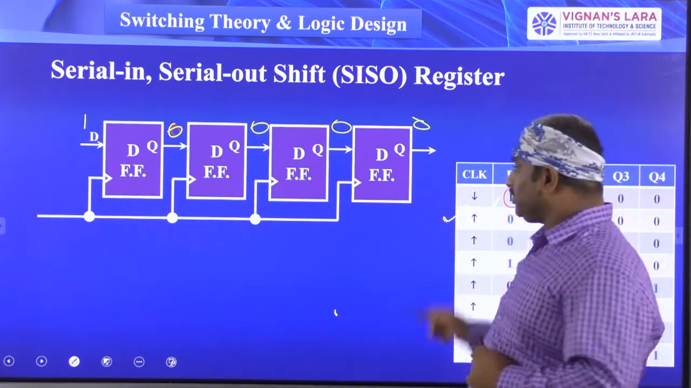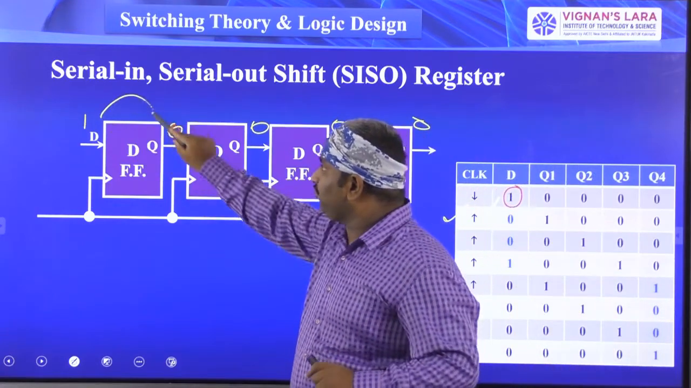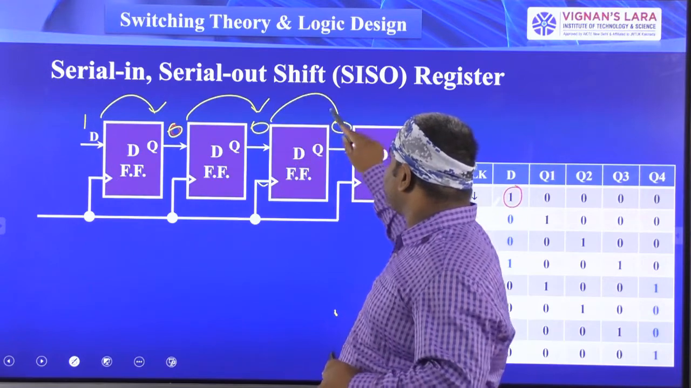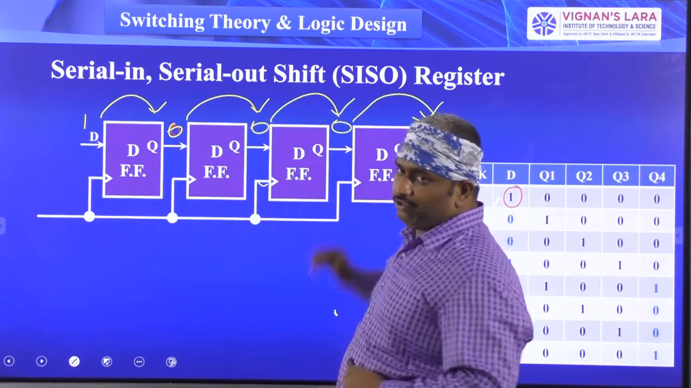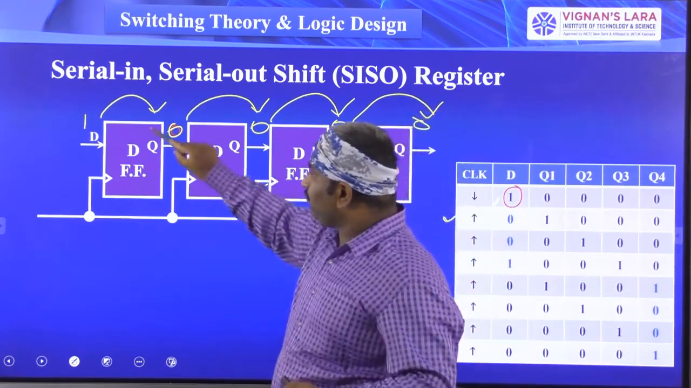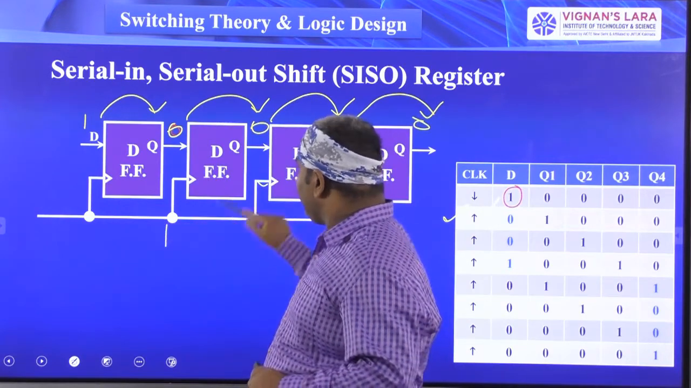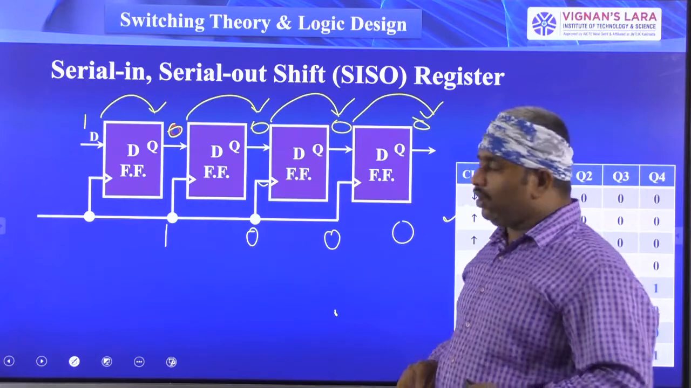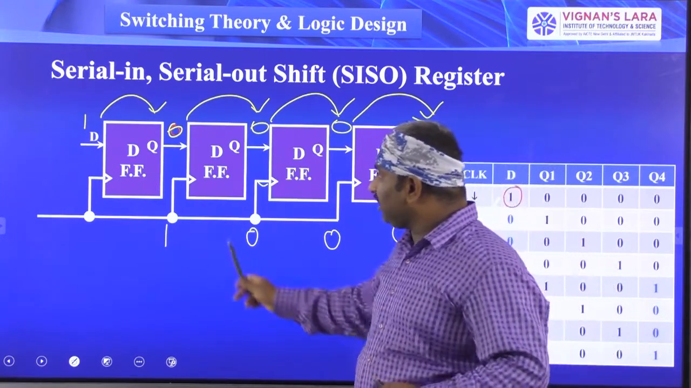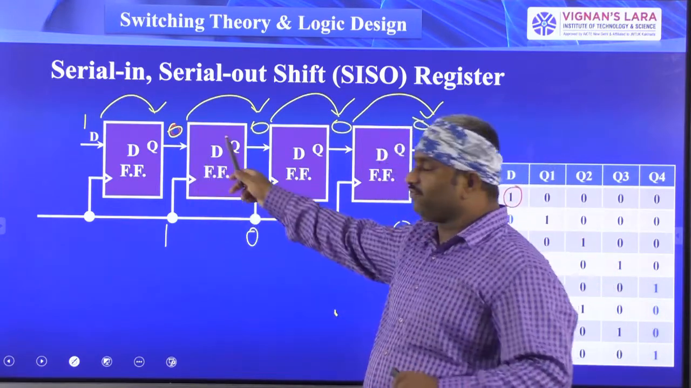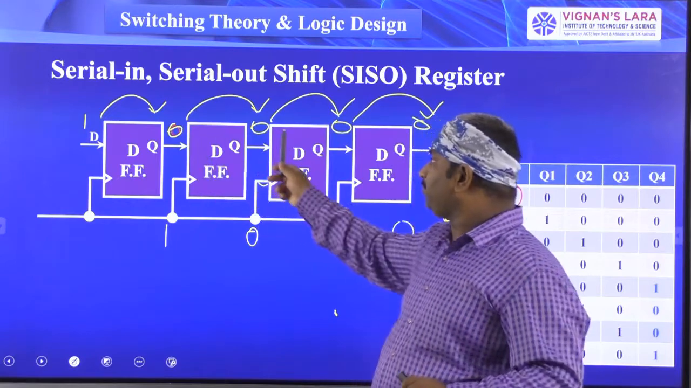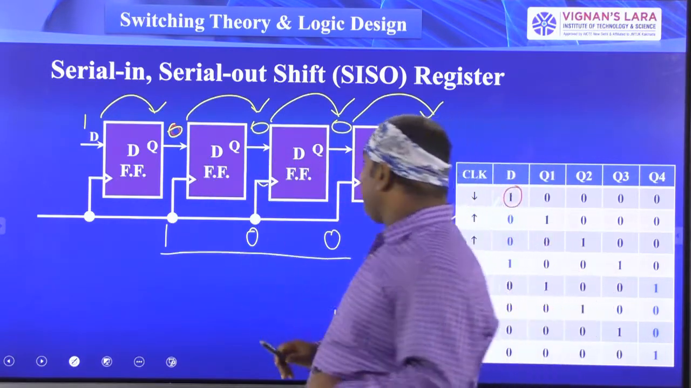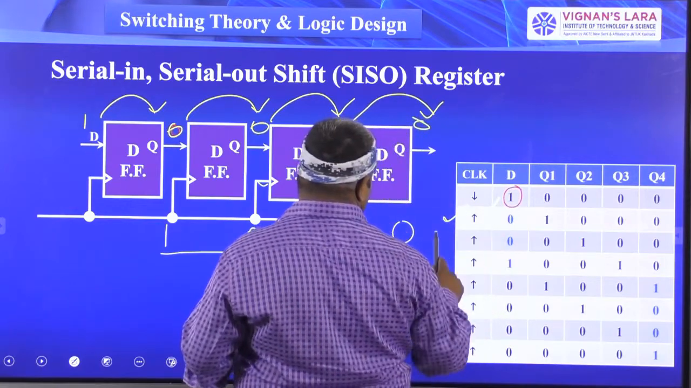Now you have given the first clock pulse. After giving the first clock pulse, this 1 is shifted to here, and this 0 is shifted to here, and this 0 is shifted to here, and this 0 is shifted to here. That is, the first flip-flop output is equal to 1, and the remaining flip-flop outputs are 0, 0, 0. Now these are the inputs of the second flip-flop, third flip-flop, fourth flip-flop: 1, 0, 0.